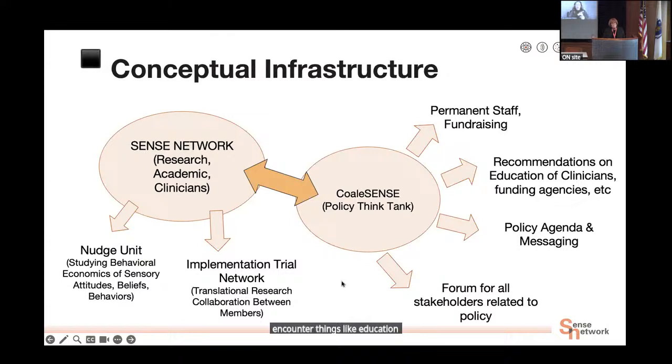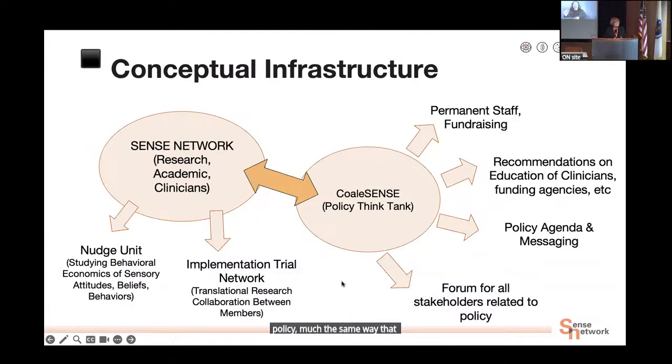But most important, a policy agenda and messaging. People that would write op-eds that would appear in the popular press more regularly, things that could go out to specific agencies to make them understand the importance of this, and would ultimately be a forum for all the stakeholders: clinicians, academicians, patient advocates, people with lived experience, but that are all stakeholders related to policy, much the same way that the ADA has that secondary group.